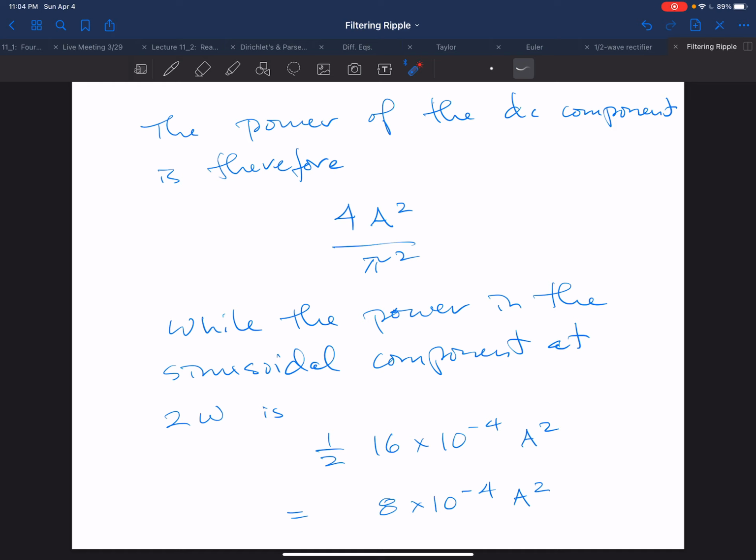So again, this is the sort of power supply that you use to charge your phone or your laptop. And we use some of the ideas we've developed in this course in order to do it, specifically the Fourier series and frequency response. So let's wrap up this video here.